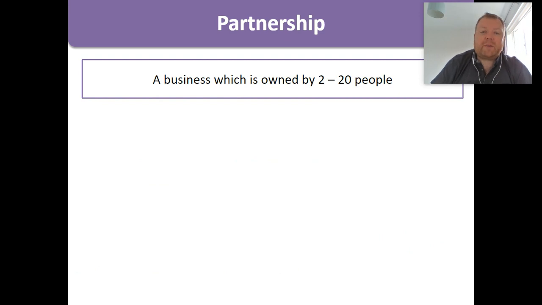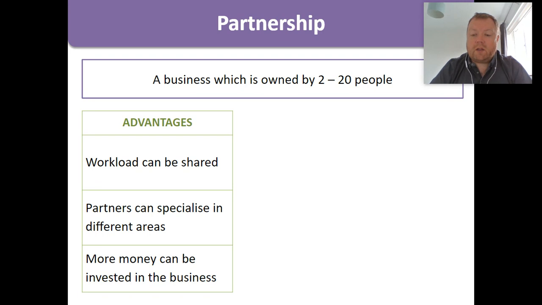So, a partnership is a business owned between 2 and 20 people. Advantages. The workload can be shared. In this example, Jean is really good with the figures, Bill is really good with the construction, and the two, when they come together, can do more than one of them on their own. Partners can specialise in different areas, and you're no longer relying on just one person having all the information. More money can be invested in the business because you would sometimes ask a new partner who's joining your business to bring some capital into the business.